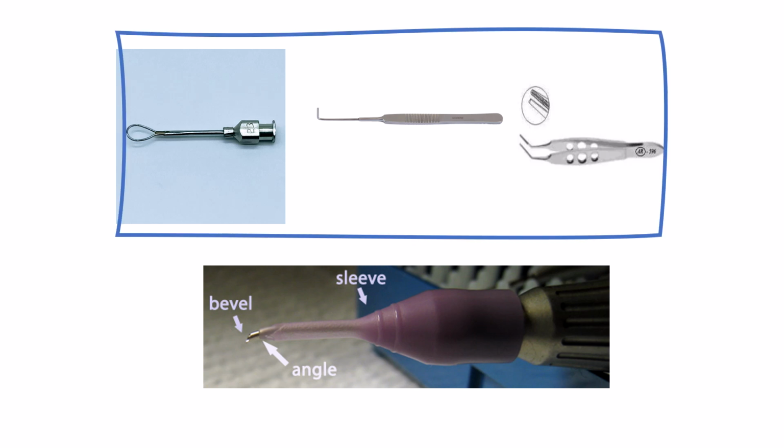Again, this is a wire vectis. This is the lens hook. And this is the Arugas forceps, not used anymore. So most commonly, a vectis is used to deliver the nucleus when delivering it manually.